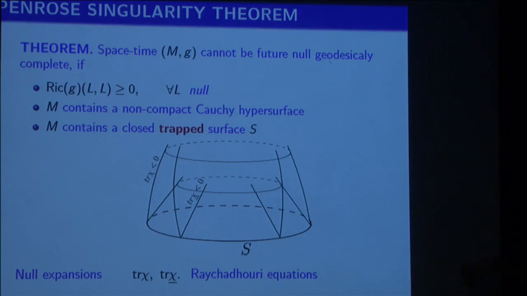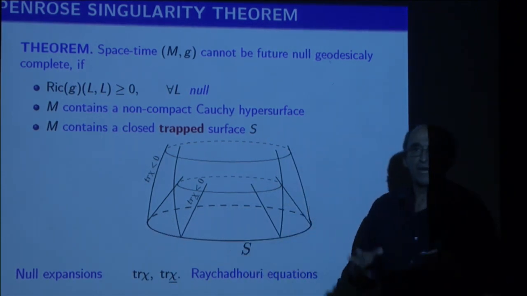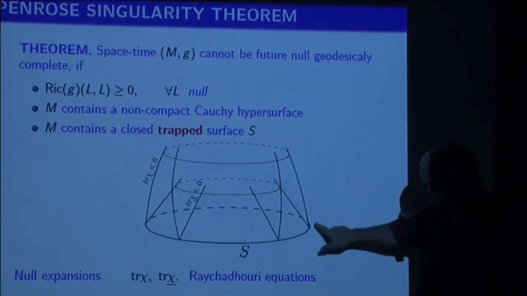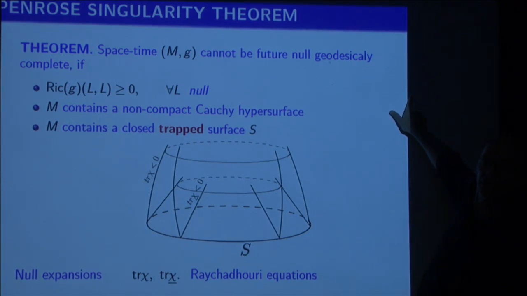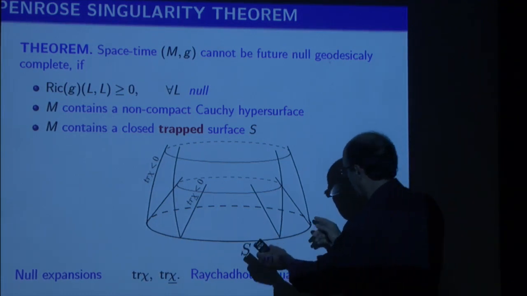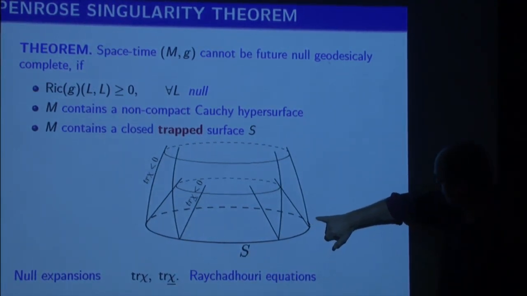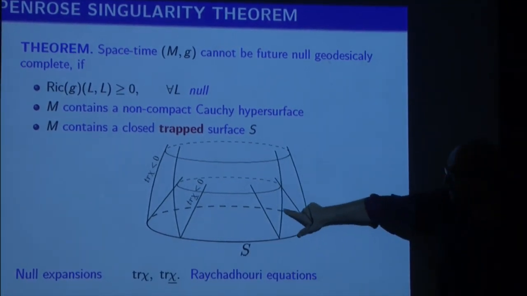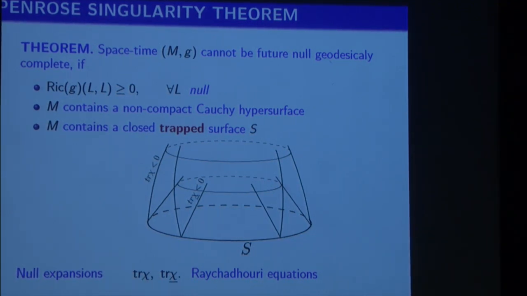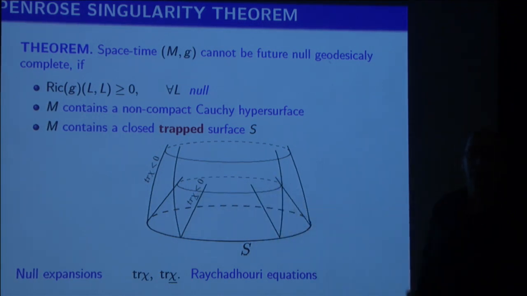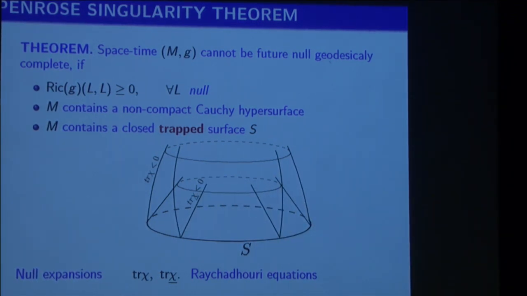So what does a closed trapped surface mean? Well, you start with a two-surface S. Imagine that you are in Minkowski space. At every point on S, I have two null geodesics, one which is moving towards infinity of Minkowski space, and another one which moves inside. So there is a divergence of the area forms of these two surfaces along the outgoing null geodesics, and on the contrary, the area is decreasing along the incoming ones, along the ones that go inside. A trapped surface is one for which the area elements in both directions are actually converging.